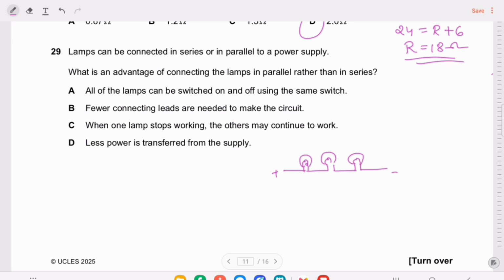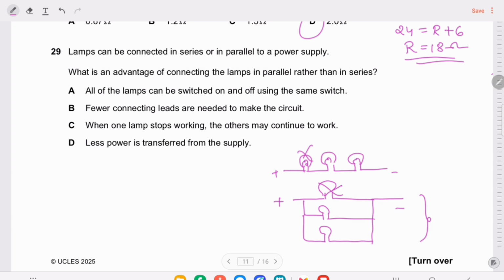In a series circuit, all the lamps are connected in one path. If one lamp breaks, the circuit becomes incomplete. Every lamp goes off. In a parallel circuit, each lamp has its own path. If one lamp fails, the others still have a complete path.